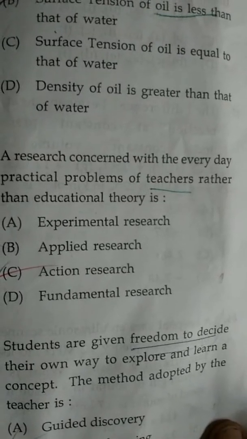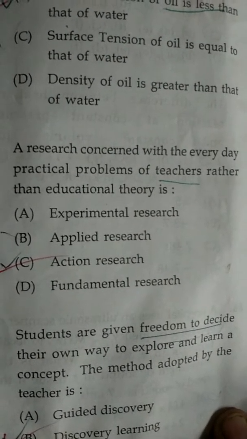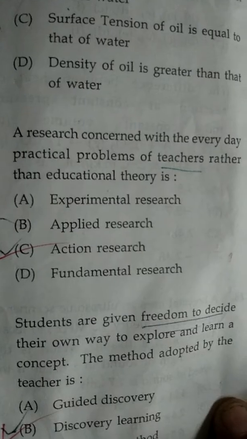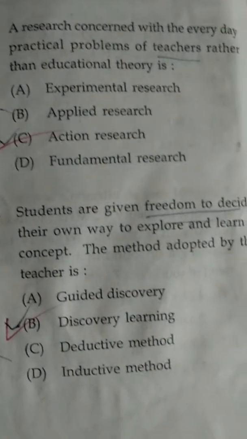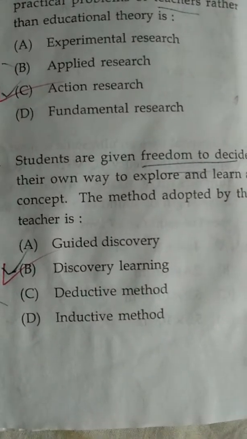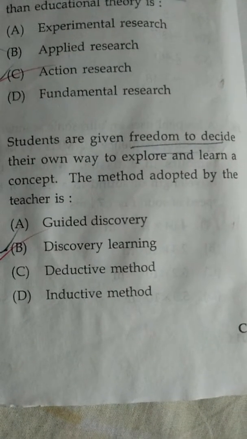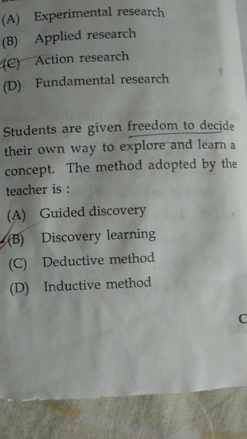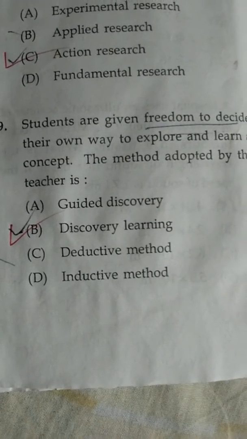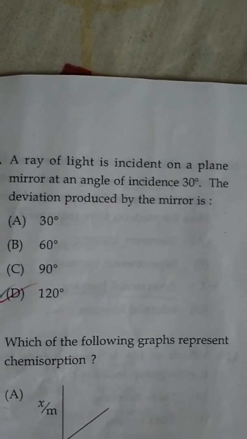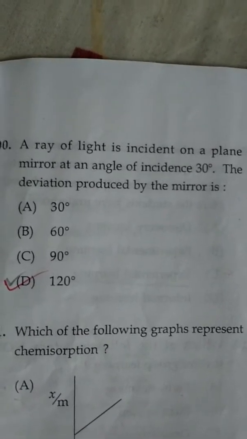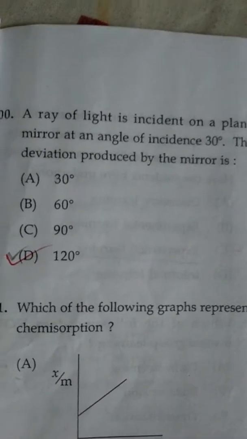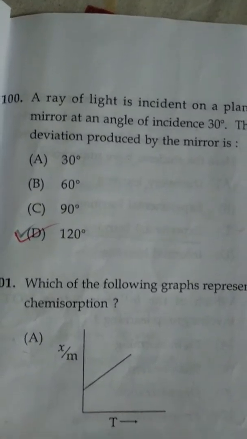A research concerned with the everyday practical problems of teachers rather than educational theory is action research. Students are given freedom to decide their own way to explore and learn a concept. The method adopted by the teacher is discovery learning. A ray of light is incident on a plane mirror at an angle of incidence 30 degree. The deviation produced by the mirror is 120.